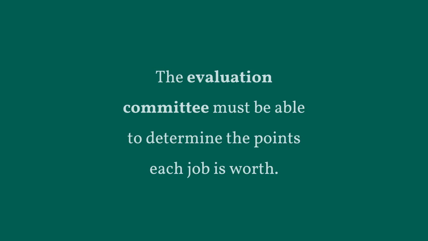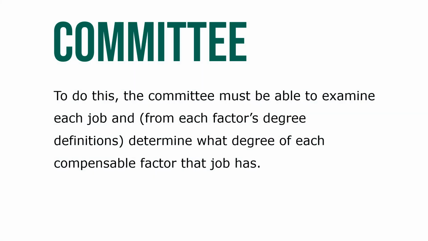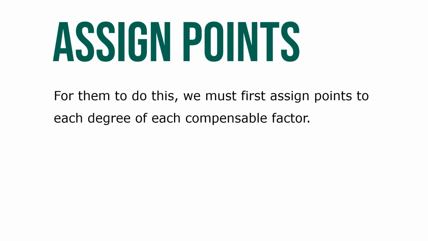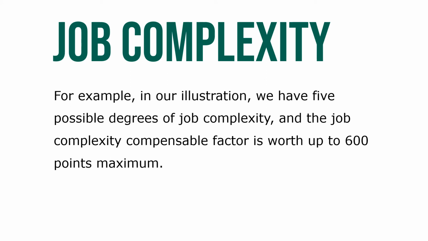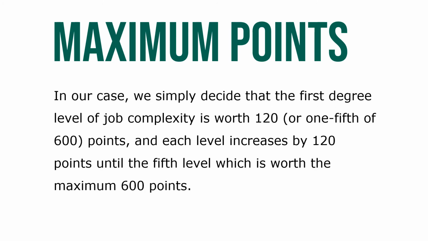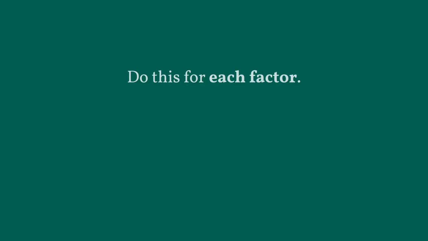The job evaluation committee must be able to determine the points each job is worth. To do this, the committee must be able to examine each job from each factor's degree definitions and determine what degree of each compensable factor that job has. For them to do this, we must first assign points to each degree of each compensable factor. For example, we might have 5 possible degrees of job complexity, and the job complexity compensable factor is worth up to 600 points maximum. In this case, we simply decide that the first degree level of job complexity is worth 120, or 1/5 of 600 points. And each level increases by 120 points until the 5th level, which is worth the maximum 600 points. We then do this for each factor.